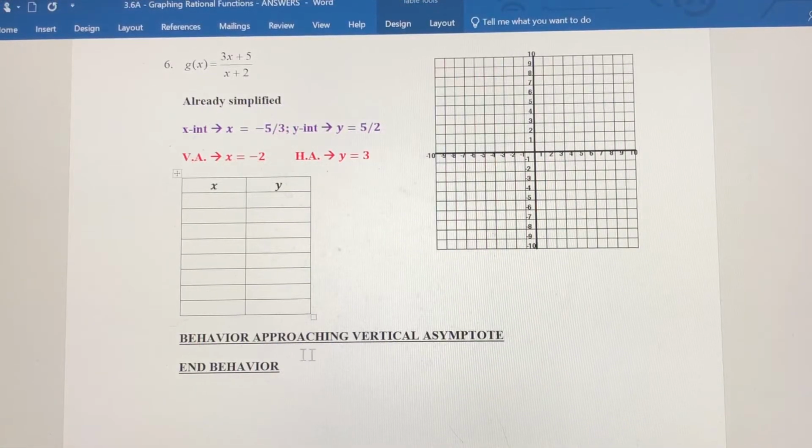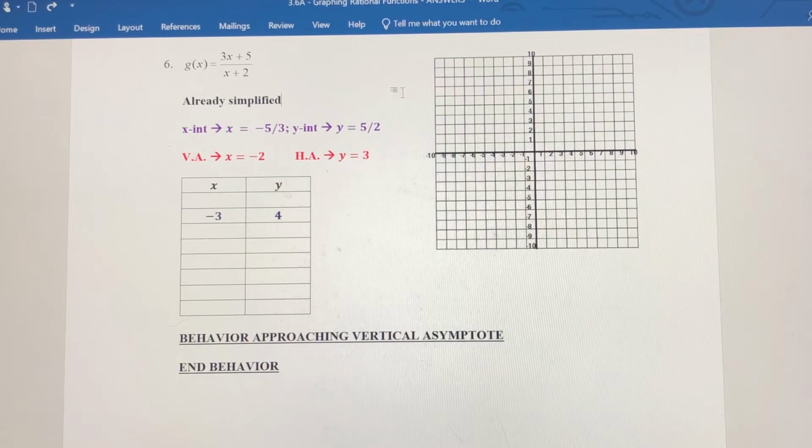So let's look at the behavior approaching the vertical asymptote. We're going to come at the vertical asymptote negative 2 from the left. So I'm going to start out with negative 3. That's to the left of negative 2. It's far enough away though, and we're going to get progressively closer like we did in the previous example. So when you plug in negative 3 here for x, you're going to get a positive 4 for y.